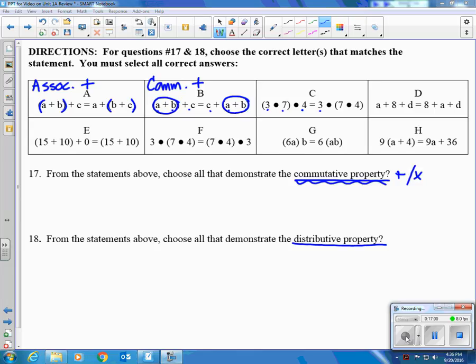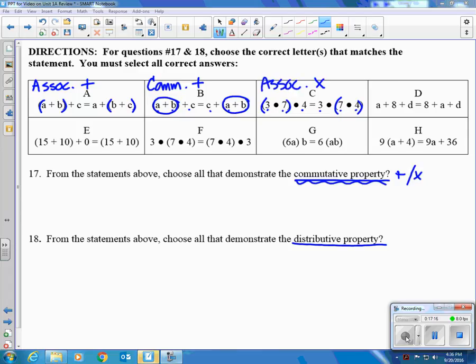Again, I have 3, 7, 4. So the order did not change. It looks like it's going to be associative. I have parentheses around 3, 7, and I have parentheses around 7, 4 there. So this is the associative property, and this is going to be of multiplication because it's all multiplying.